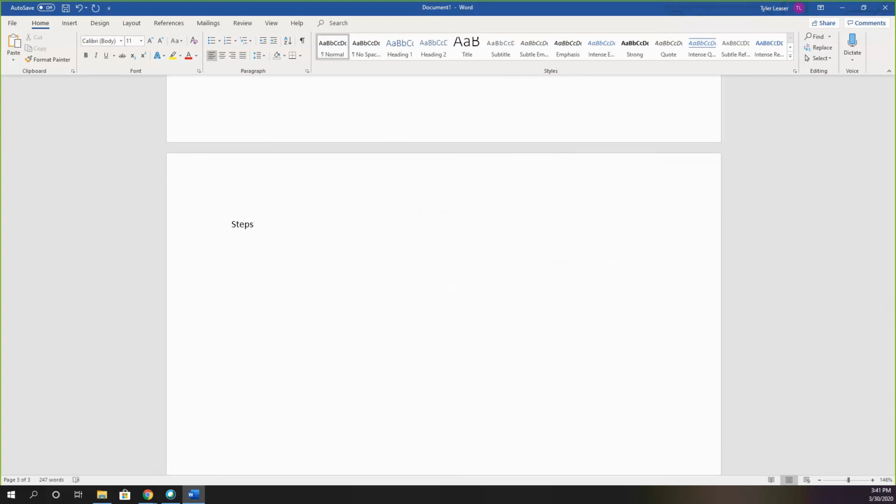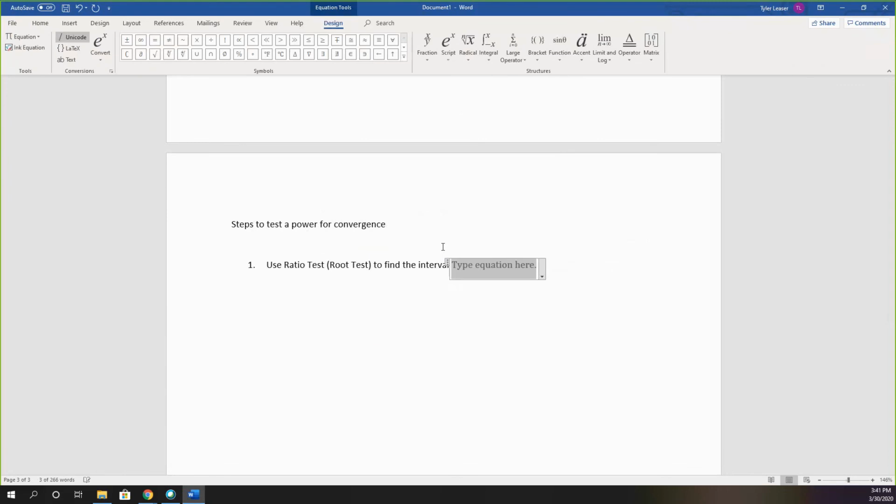So we're going to be looking at steps to test a power series for convergence. There are 3 different steps here. The first thing that you want to do is use the ratio test, or potentially the root test, whichever one looks easier for you, to find the interval. This interval that we're talking about is the absolute value of x minus a less than R interval.